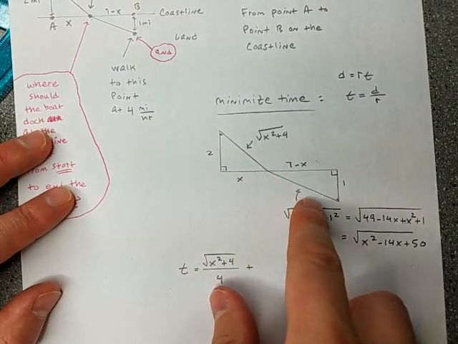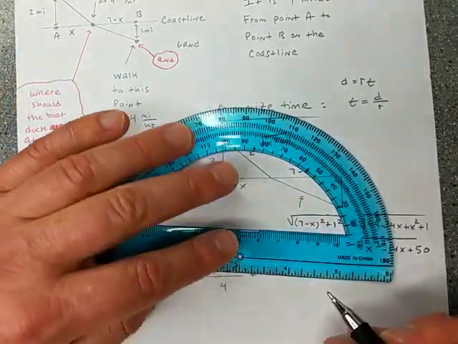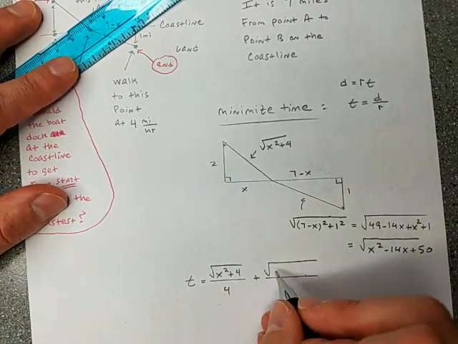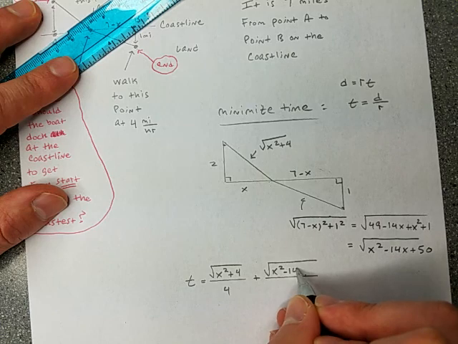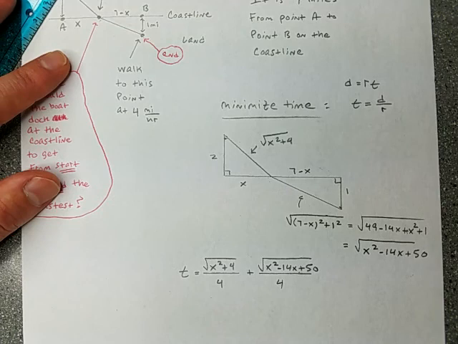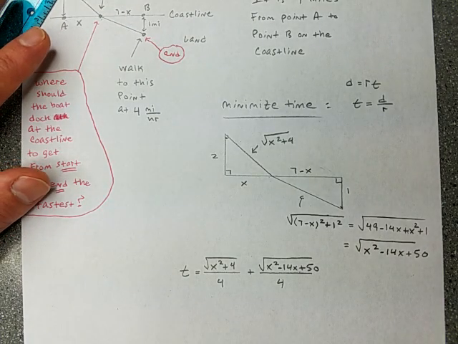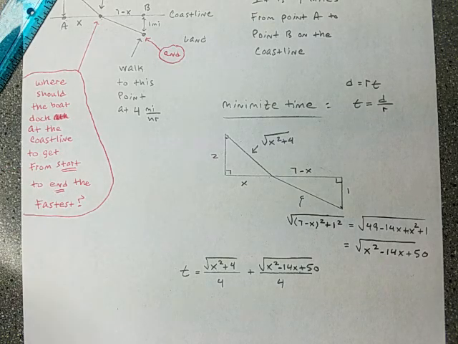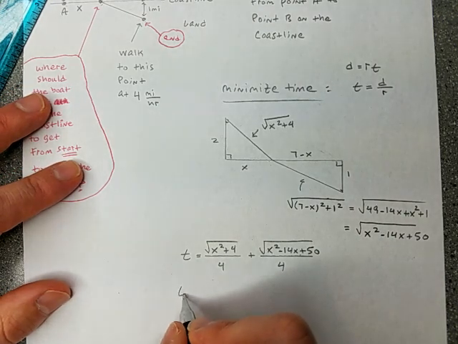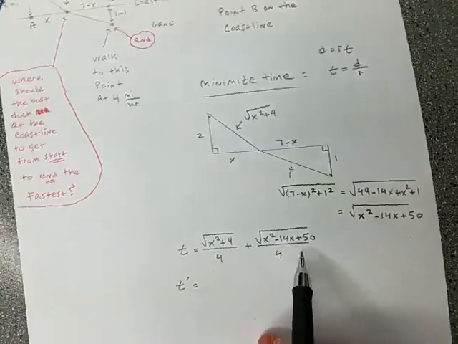And then the time for that leg of the journey. Well, same idea. We take the distance over the rate. So in this case, I'm going to get root x squared minus 14x plus 50 over 4. Okay, so I've got those then. All right, I got that the way that I want it. Now, we need the derivative of this. Okay, all right, so t prime. Now, you can use the chain rule to find the derivative of each of these.